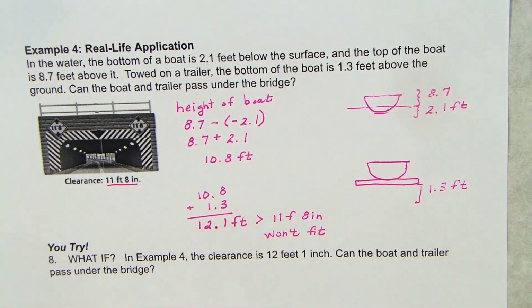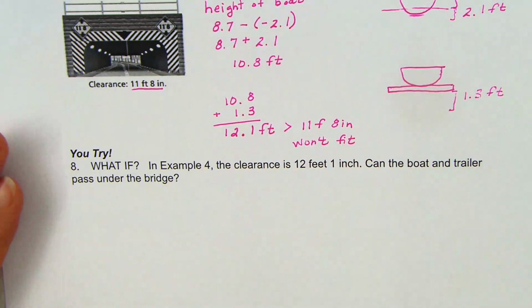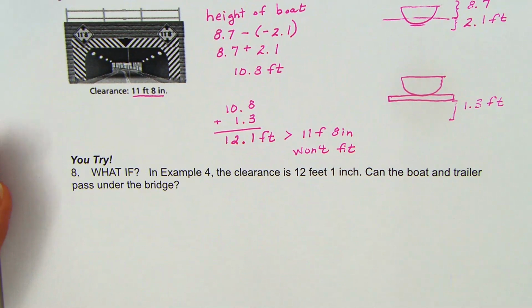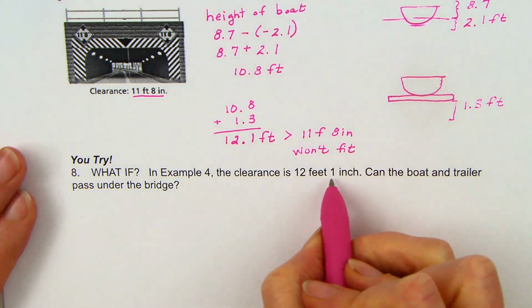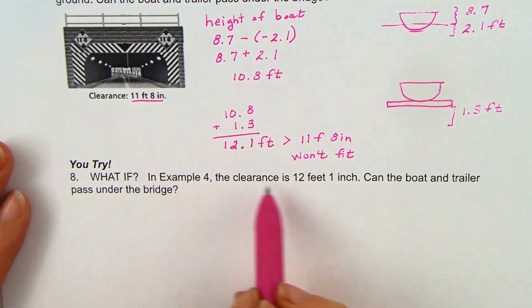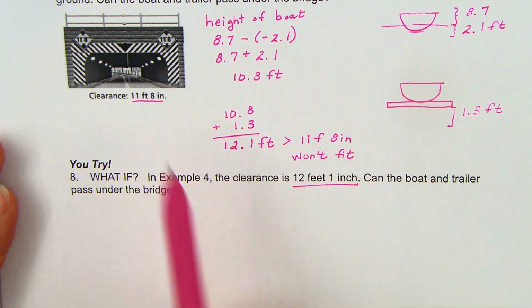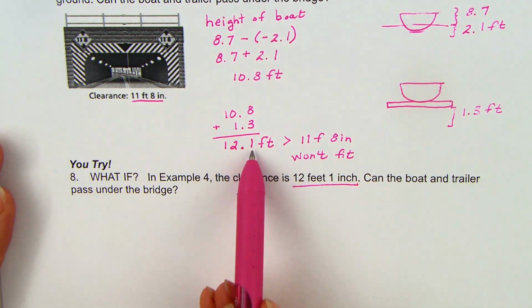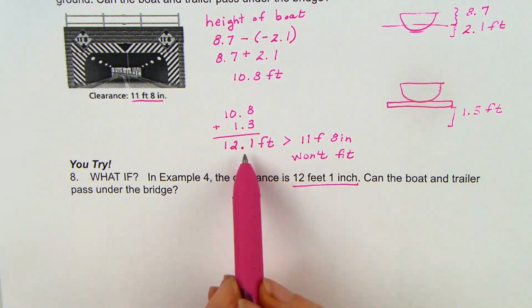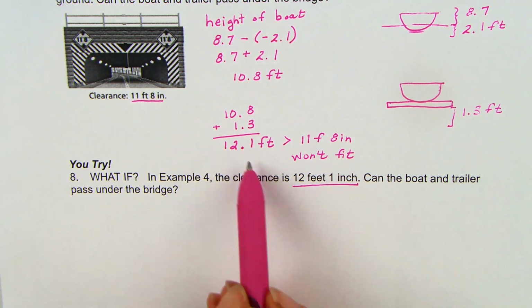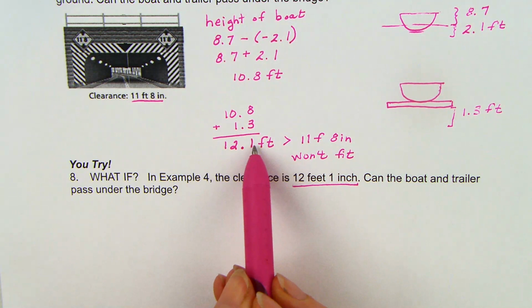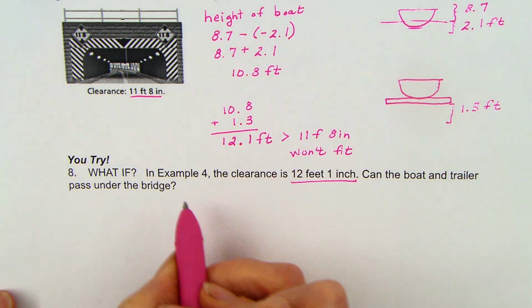All right. Hopefully that was all okay. The you try is a little bit tricky. Remember, you're going to do some math here, and it tells you that the clearance is 12 feet 1 inch. But this is not 1 inch. Let's just kind of do this one together, kind of thinking through that. This looks like it would fit, right? 12 feet 1 inch and 12.1. But this 0.1 is not 1 inch. This is 1/10 of a foot.